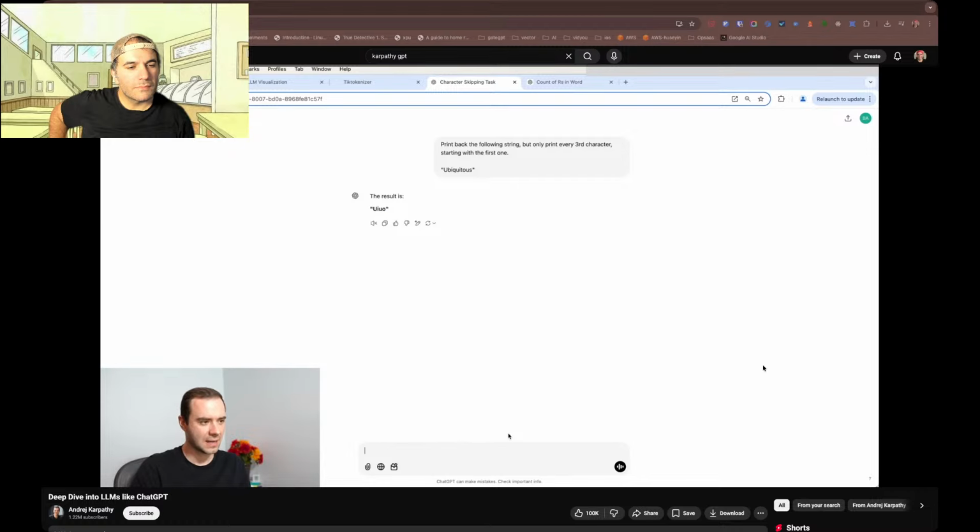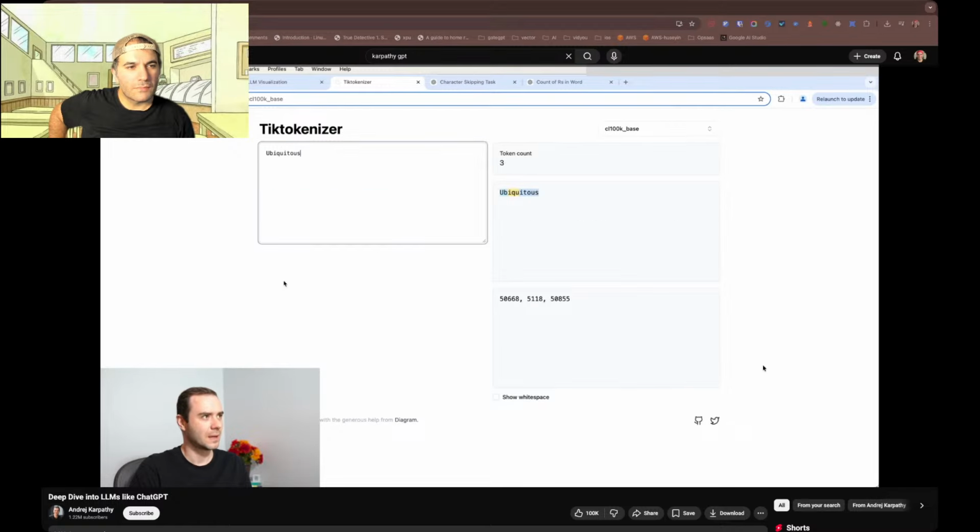And again, my hypothesis is that the mental arithmetic here is failing, number one, a little bit. But number two, I think the more important issue here is that if you go to tick tokenizer and you look at ubiquitous, we see that it is 3 tokens, right? So you and I see ubiquitous, and we can easily access the individual letters because we kind of see them. And when we have it in the working memory of our visual field, we can really easily index into every third letter, and I can do that task.